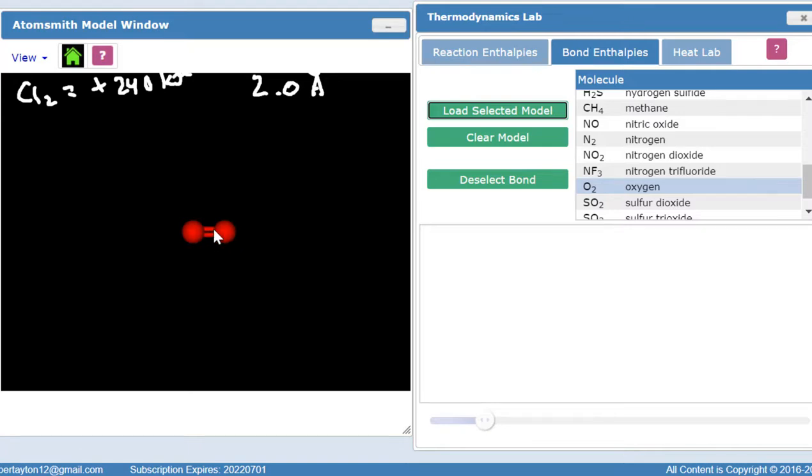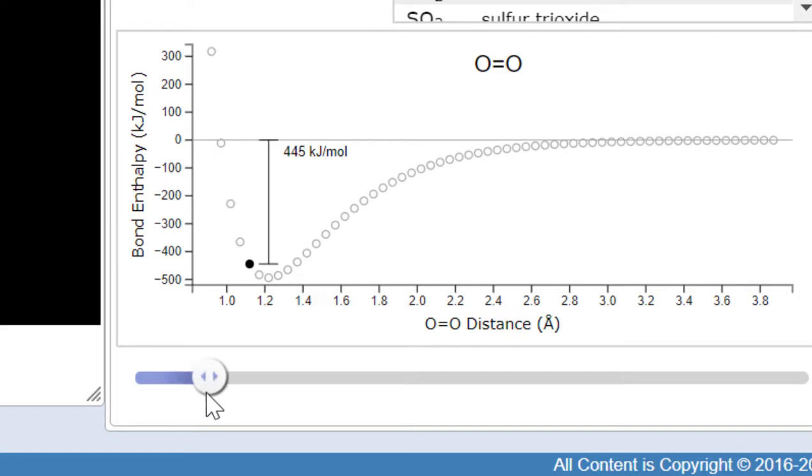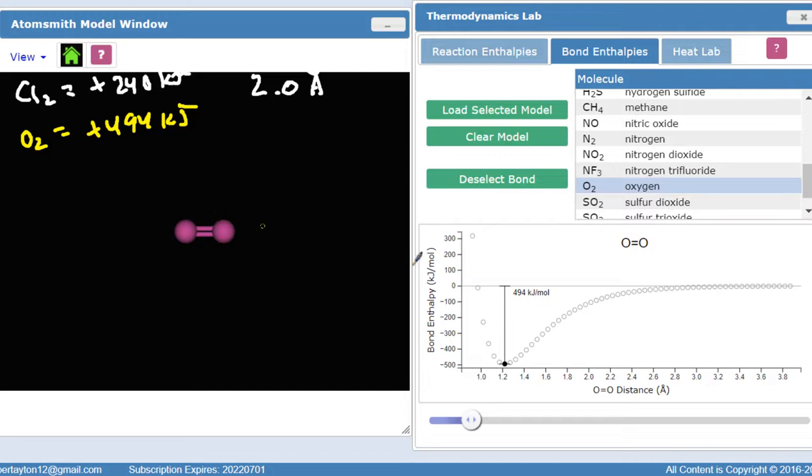As I take a look at oxygen gas, you can see to break one of these bonds, O2, which is a double bond, it takes 494 kilojoules to break one of these double bonds. And look at the distance. The distance is approximately 1.2 angstroms. It's a shorter bond, but it's a stronger bond because it's a double bond, and it takes more energy to break this bond.